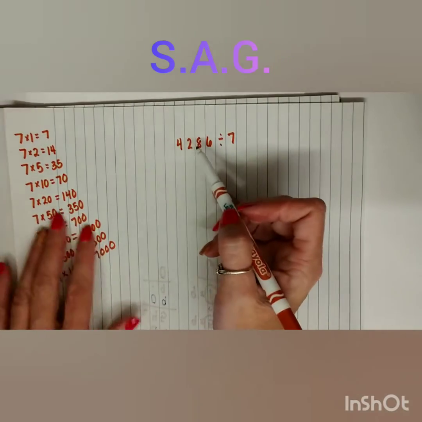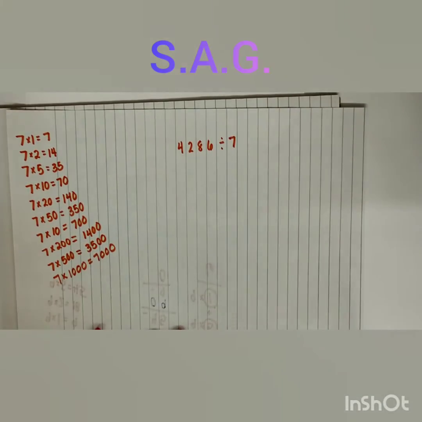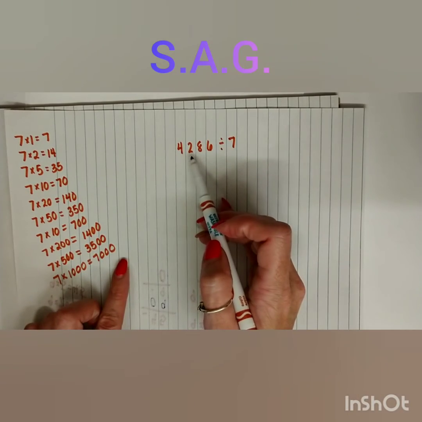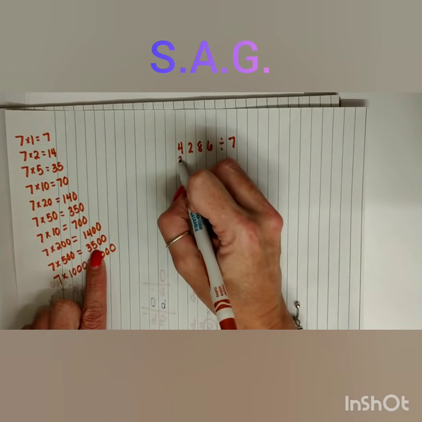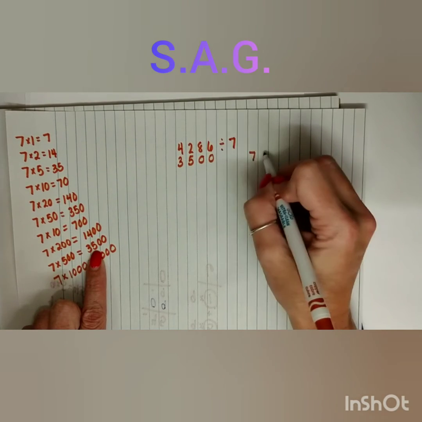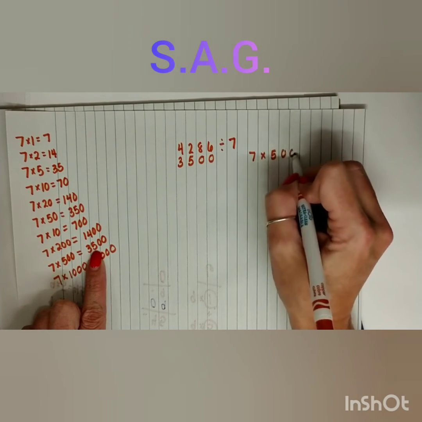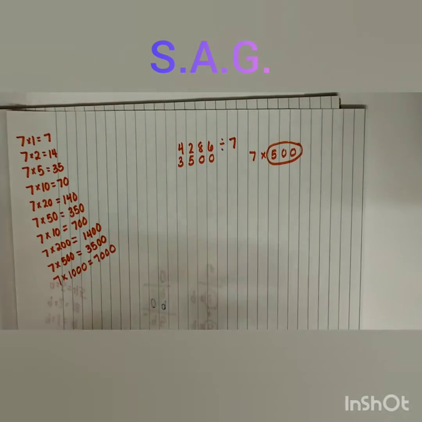Now I'm going to look, and I want to pull out the biggest chunk that I can at first. I want to pull out the biggest pieces, so I'm subtracting a lot less. So I have 4,286. Well, I can pull out 3,500, so I want to start with that. Minus 3,500, which is 7 times 500. That means I'm using 500 times. Now let me go ahead and subtract.